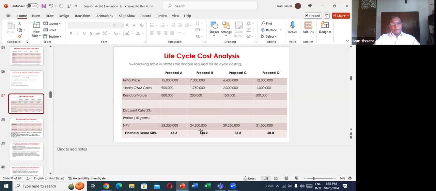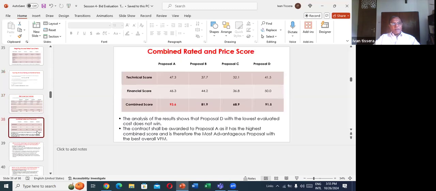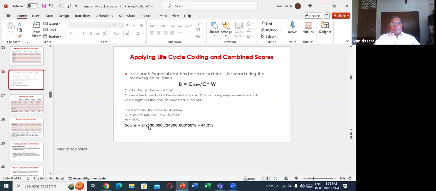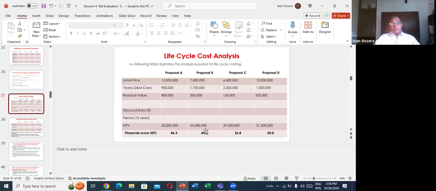What is the technical score? The financial score you will get here. We have to put the lowest cost above the dash, over the actual cost 24,000, into the weightage W. This is the formula. B is the evaluated price score, that is 44.2. That's how they have got 44.2 for B. Understood? Agree?